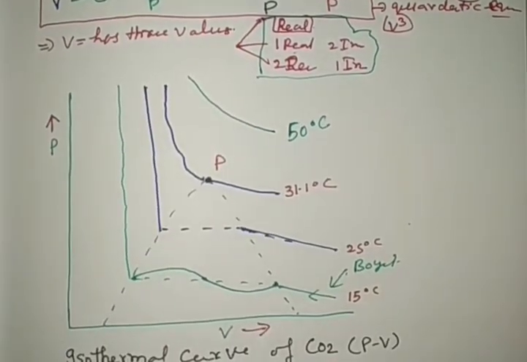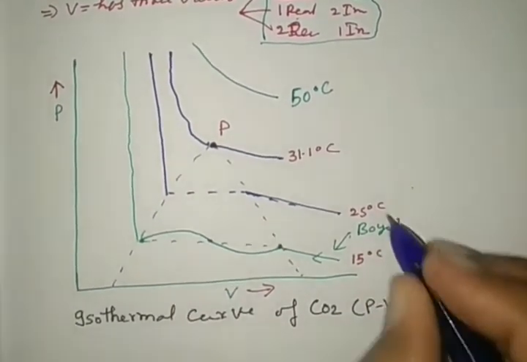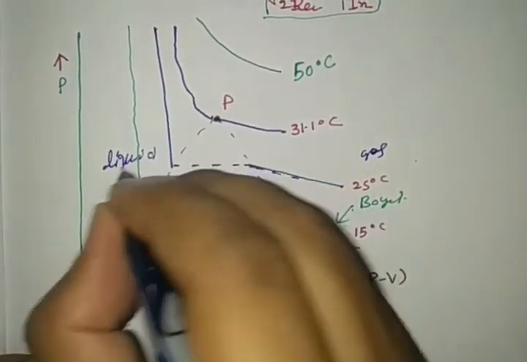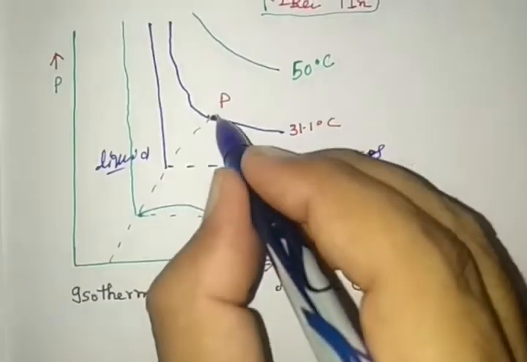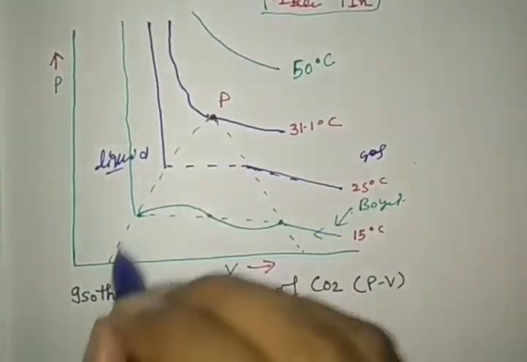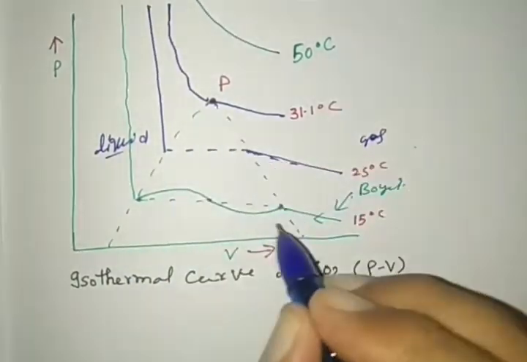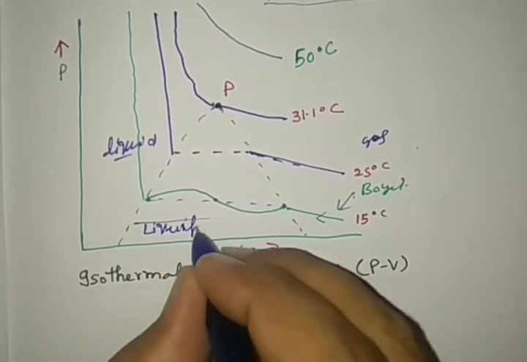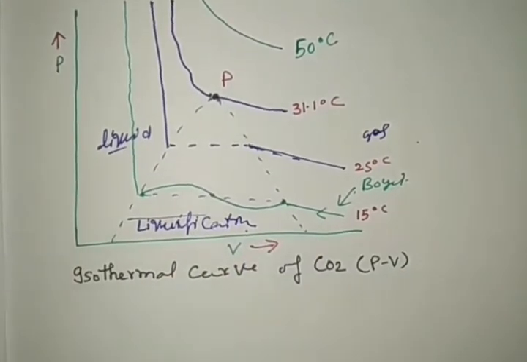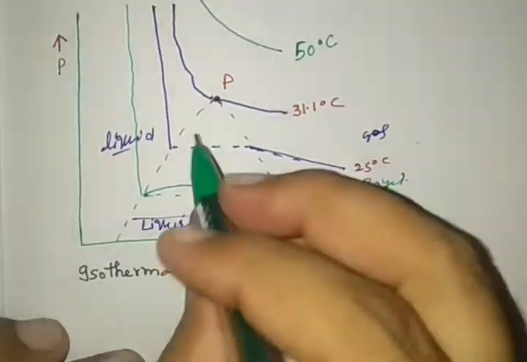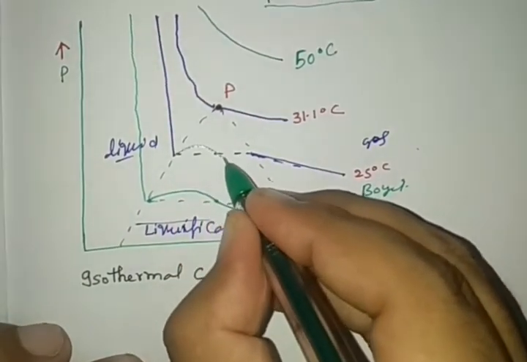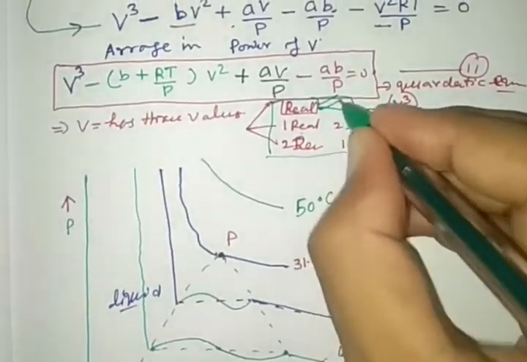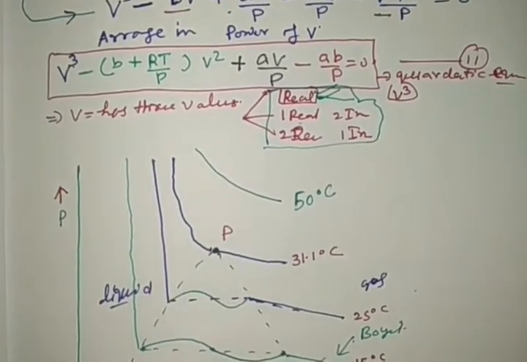But see here in the graph, which is obtained for the liquefaction of gas. Here is a gas, here is liquid, and gas is converting into liquid. This graph shows the phenomenon of liquefaction. At 50 degrees centigrade also, it shows a jumping nature. So all 3 values here are real. This is correct, right?